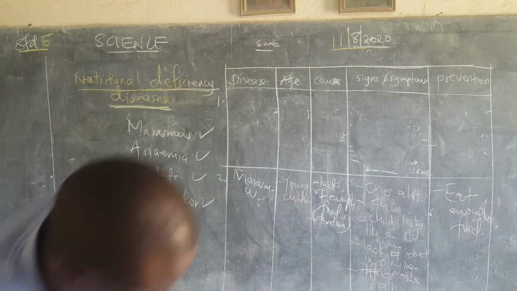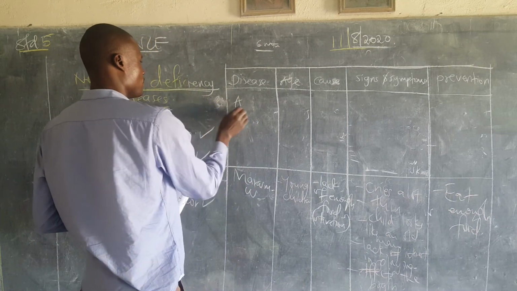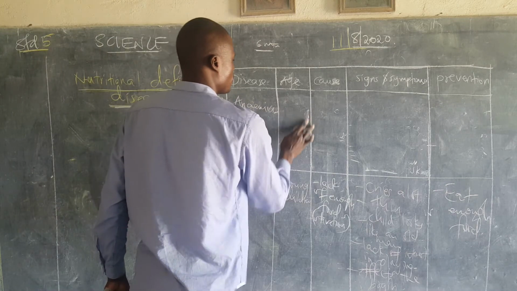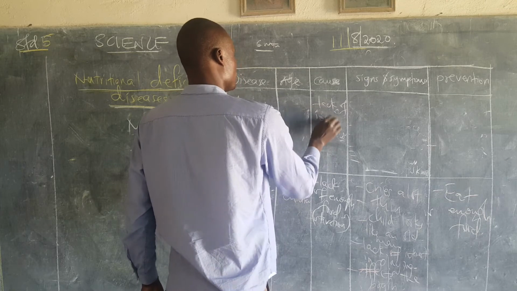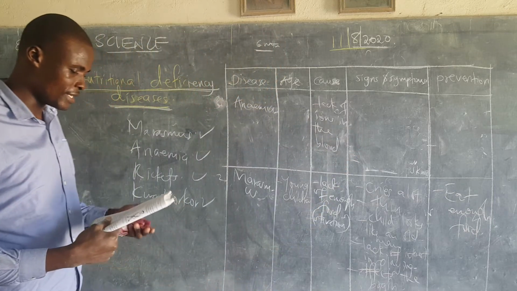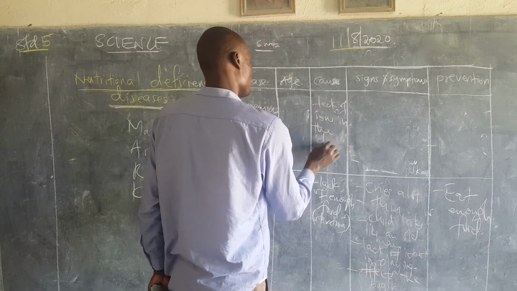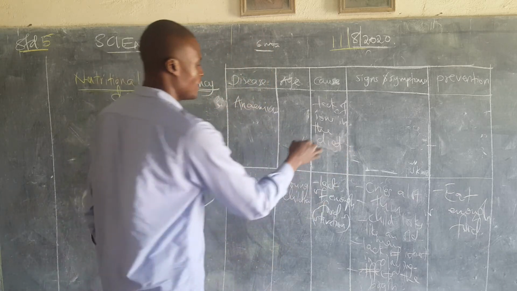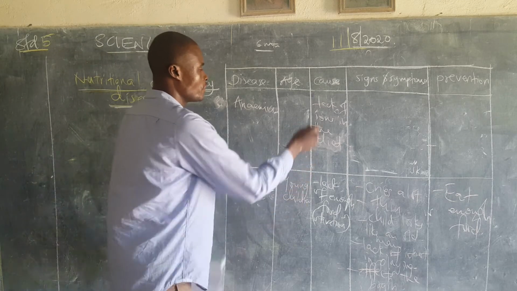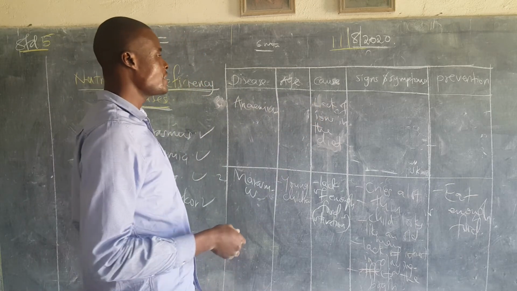Our number 4 is going to be anemia. Anemia is caused by lack of iron in the blood, or you can talk of lack of iron in the diet. That is the main cause. When there is lack of iron in the diet, automatically it will result in lack of iron in the blood. So if we take food that is not rich in iron, later we may have anemia.